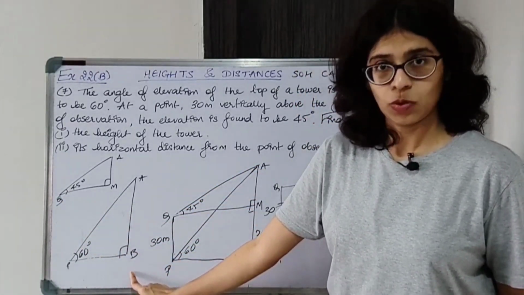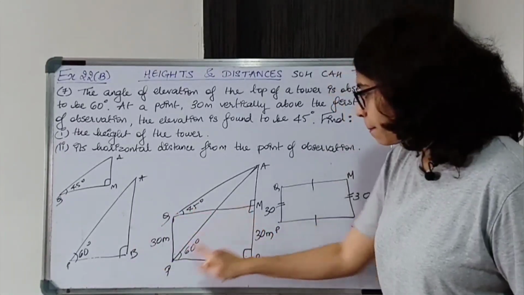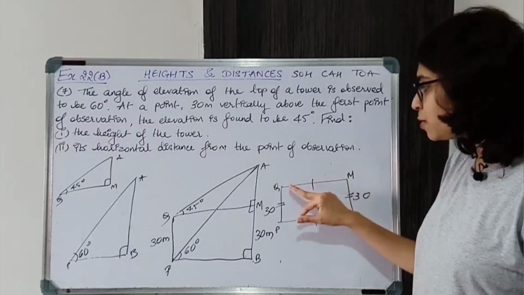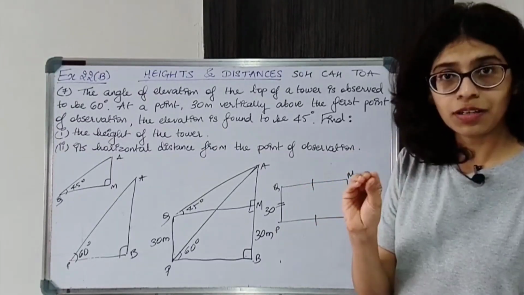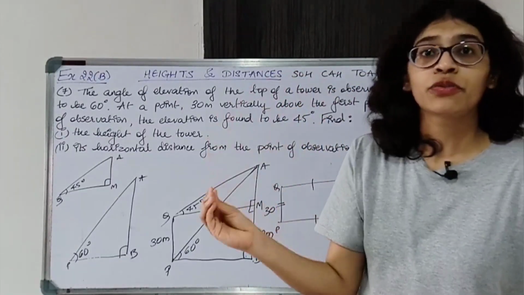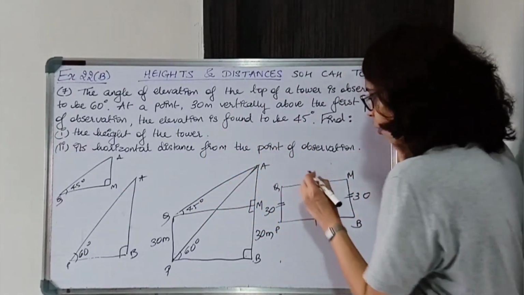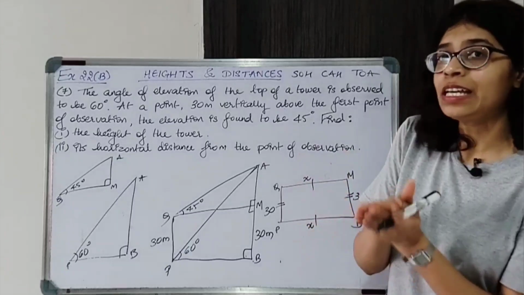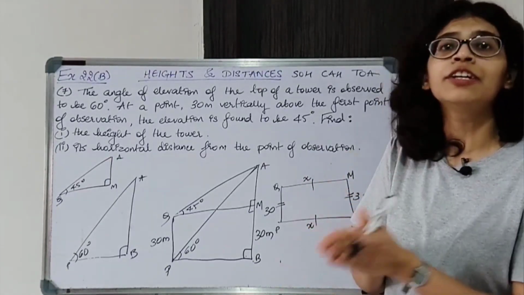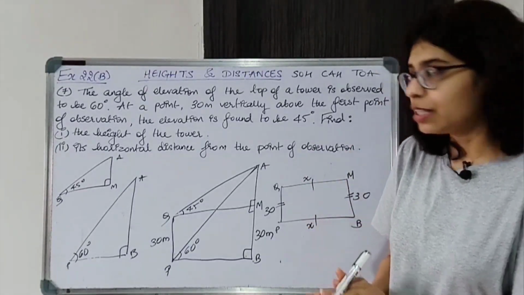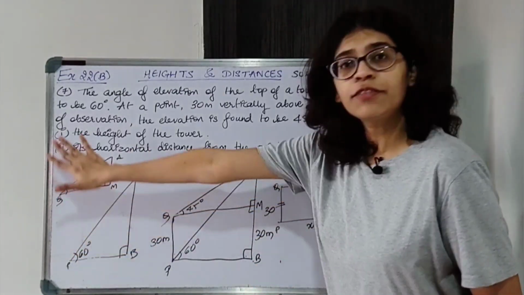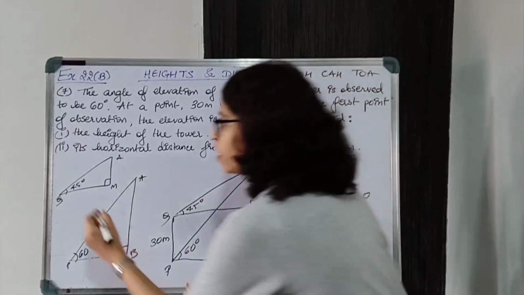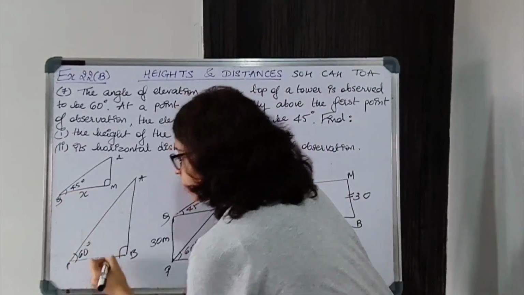Okay, QM and PB both are the opposite sides of the rectangle. Both are opposite sides of the rectangle. So let these two sides be x. Both opposite sides will be equal, so we are considering it to be x. Okay, why? Because we don't have enough information, so somehow we need to relate something. So this is x, this is also x.